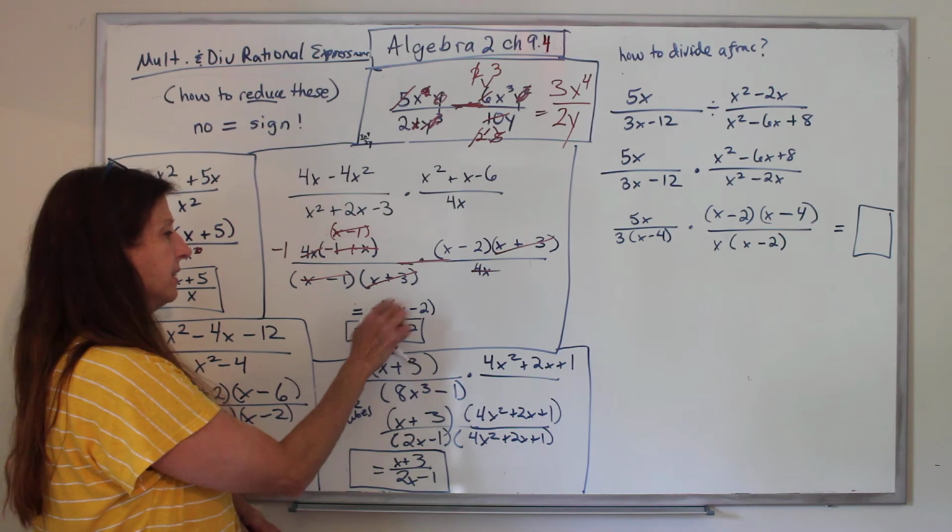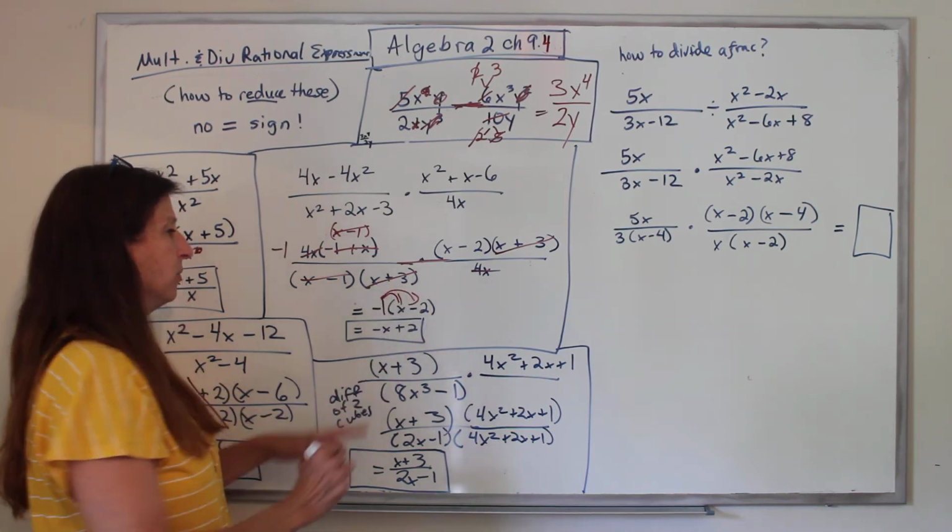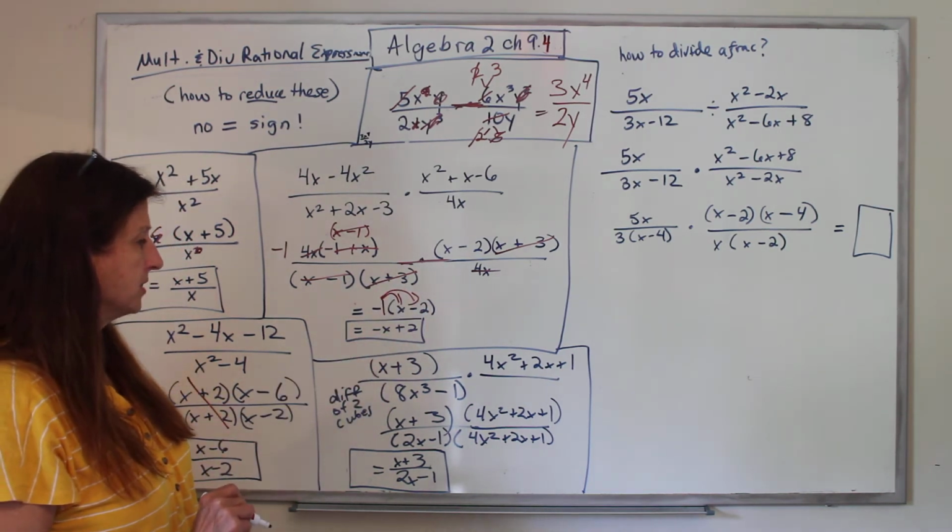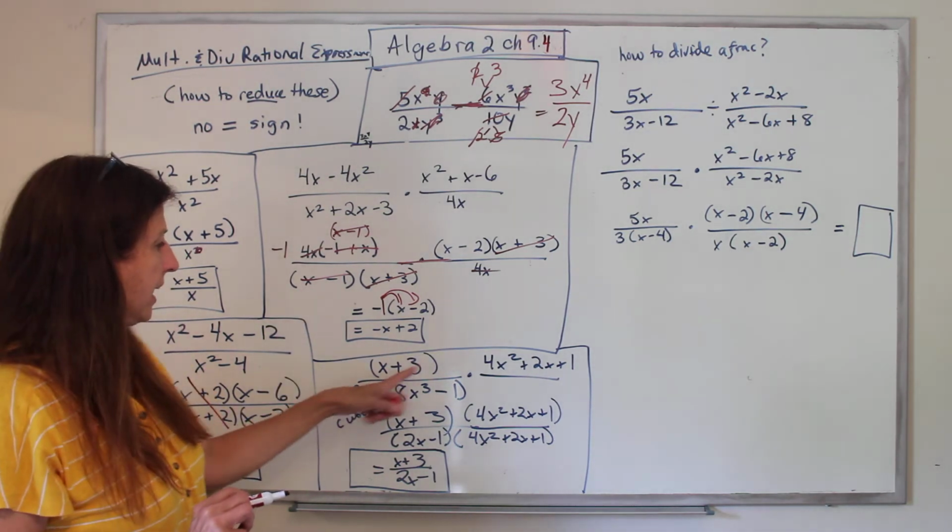And the last thing the book did is they went ahead and distributed that negative 1, making it negative x plus 2. Easy, right? Okay, how about this one?